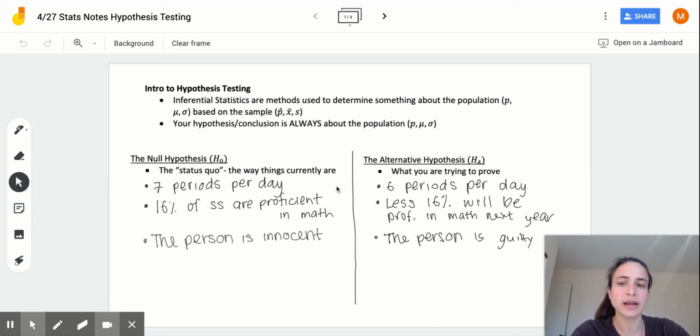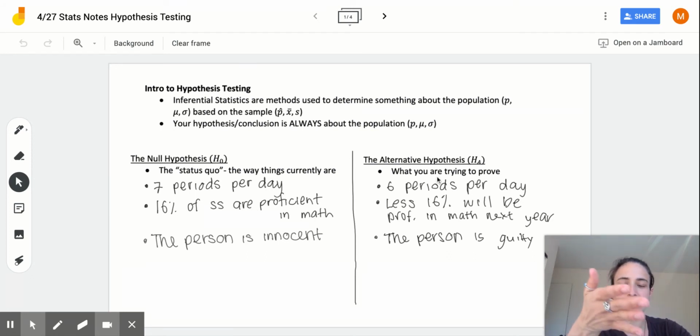For example, right now, even though we're in quarantine, we still have 7 periods per day. Next year, we might go to 6 periods per day. That's HA. So H0 is what's currently happening, and what's currently known to already be true. According to your test scores, 16% of students were proficient in math at RHS, okay?